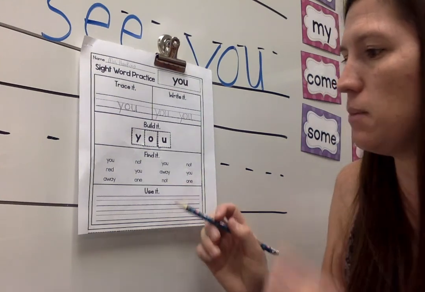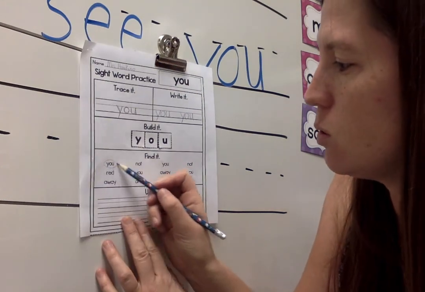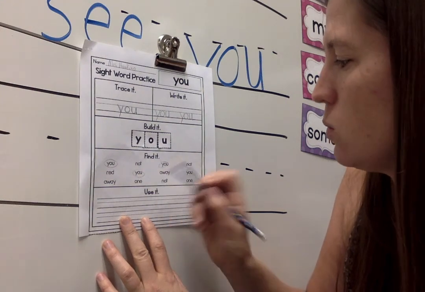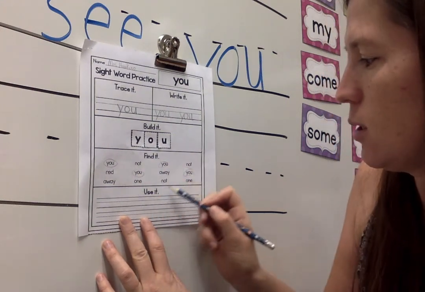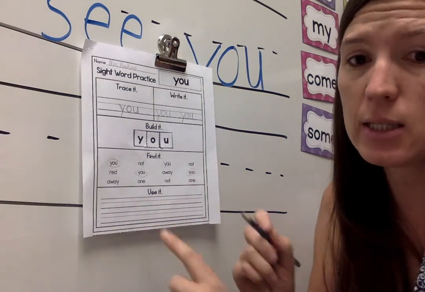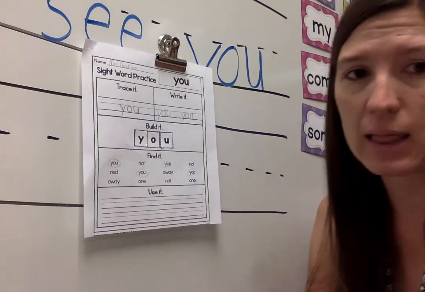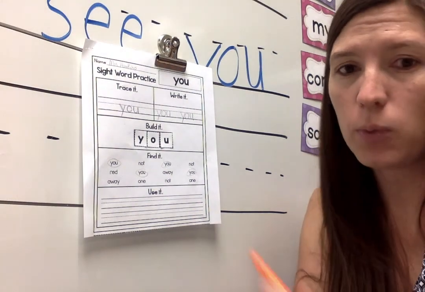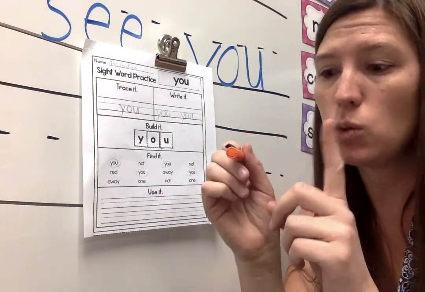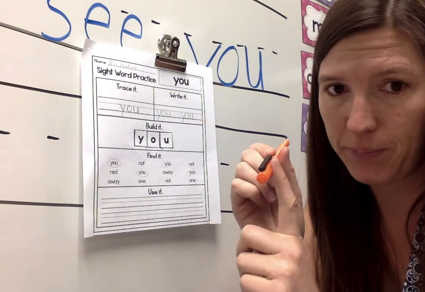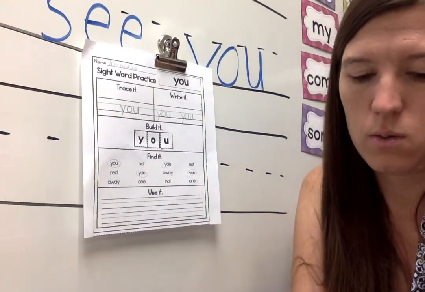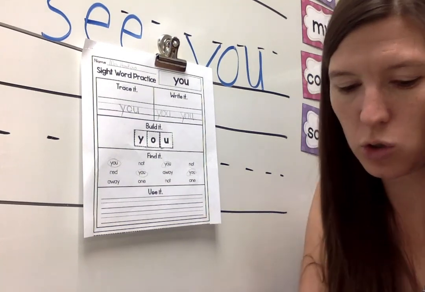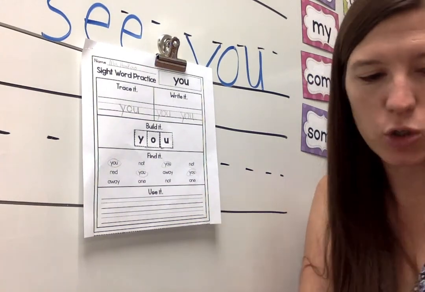Now let's find it. Y-O-U, U. Y-O-U, U. In the sentence. Now we're going to copy the sentence. I like to see you smile. If you still need help with copying and tracing, use your highlighter. So ask your helper to write it for you with a highlighter. And don't forget to throw your scraps in the trash. We don't need them anymore.